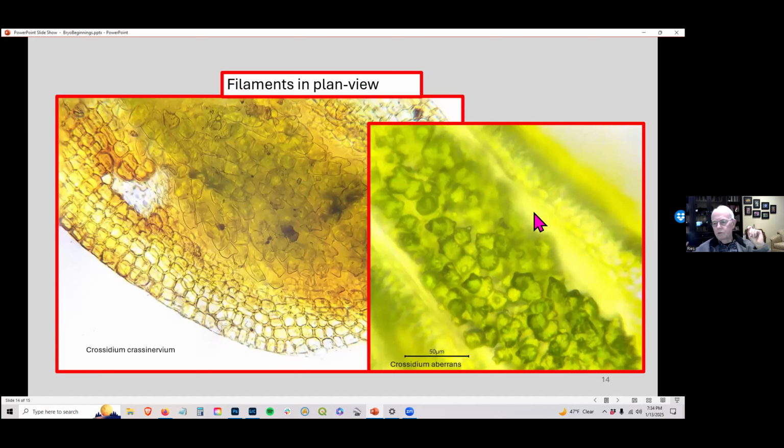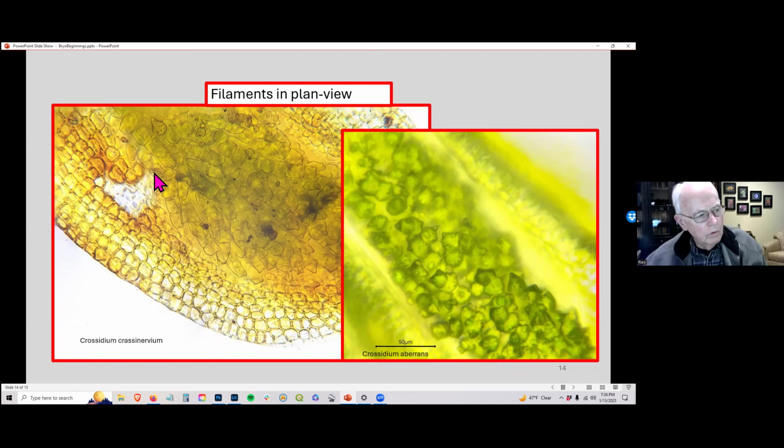Don't give up hope if you don't like the idea of cutting cross sections. You can also see them under probably a stereoscope. These two shots were done under a compound scope. But on the left, I hope this shows up on your screen, you can see these filaments lying down here. There's one. And here's another filament right here. These have all been squashed down under the slip cover, and that's what they look like lying down.